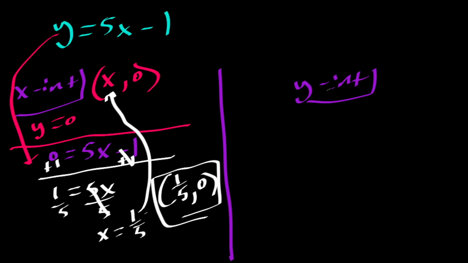Now let's look at the y-intercept. The y-intercept is always going to have this setup. It's going to look like (0, y).